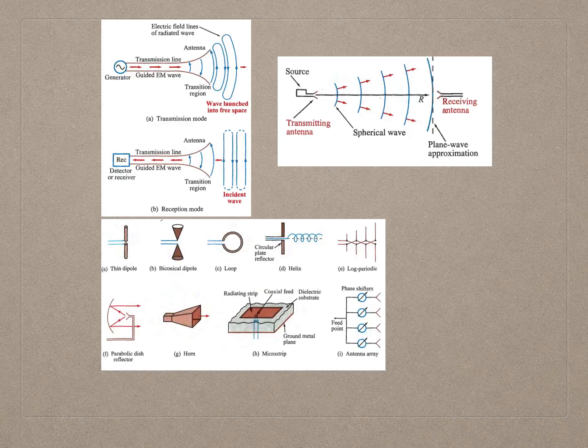Here we see an antenna as a converter from general signal to electromagnetic radiation, and as a receiver from electromagnetic radiation to signals. And we can also see different types of antenna like the dipole antenna, biconical antenna, loop antenna, horn antenna, etc. And we can also see a diagram of plane wave approximation.